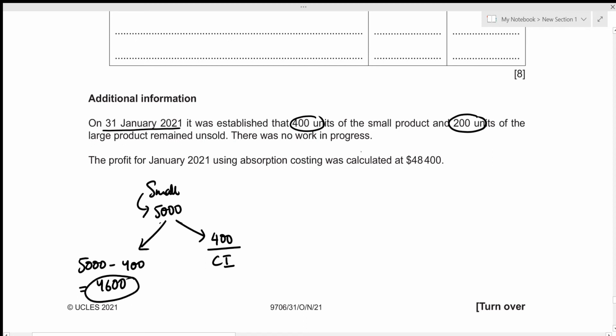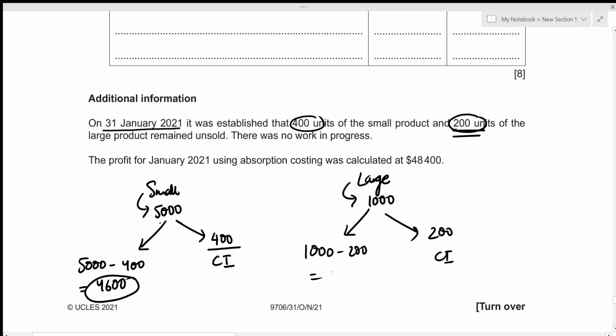Let's repeat the same process for large sizes. For large, the total units were 1,000. And out of 1,000, 200 units still remained unsold, which means that the 200 units is going to be the closing inventory. So the remaining units must have been sold. So that's 1,000 minus 200, which is 800. So 800 of the large units were sold. The profit for January 2021 using absorption costing was calculated at 48,400.